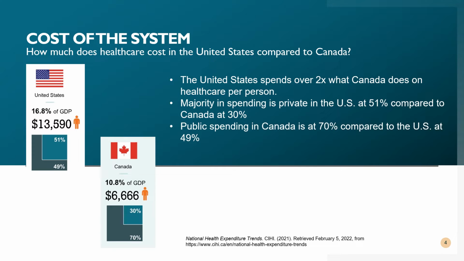Next, we will compare healthcare spending in the United States to Canada. In the United States, they spend $13,590 per person, making up 16.8% of the GDP. 49% is publicly funded and 51% is privately funded. In Canada, they spend $6,666 per person. That's 10.8% of the GDP, with 70% being publicly funded and 30% privately funded.